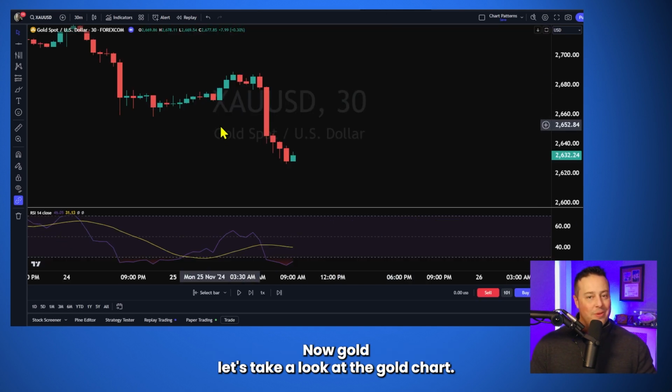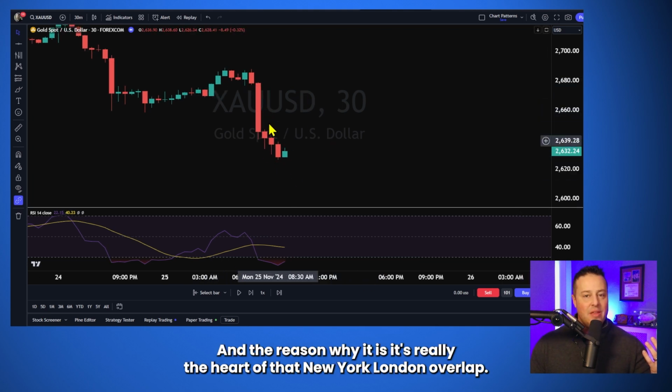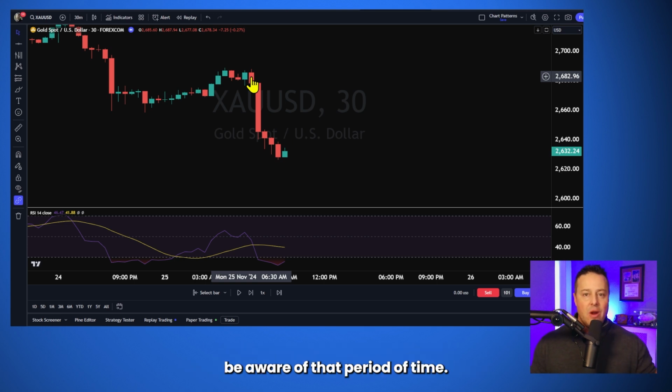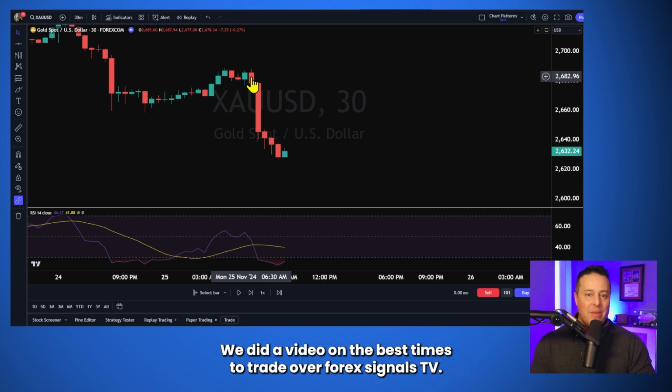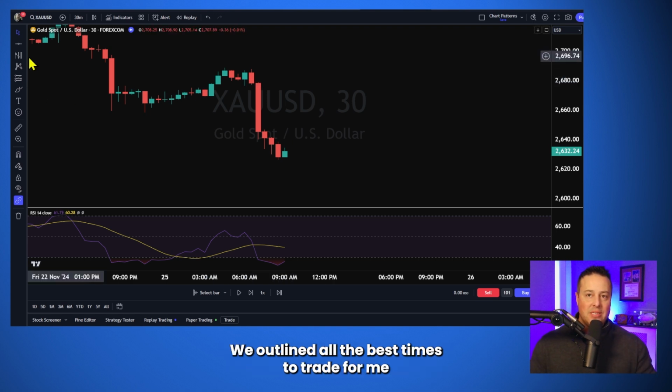Now, gold. Let's take a look at the gold chart. You see right here, 30-minute gold. We got replay functionality. This range right here is significant, and the reason why is it's really the heart of that New York-London overlap. And if you're looking to trade gold or the U.S. majors, be aware of that period of time. We did a video on the best times to trade over at Forex Signals TV. Go over and check it out. We outline all the best times to trade.